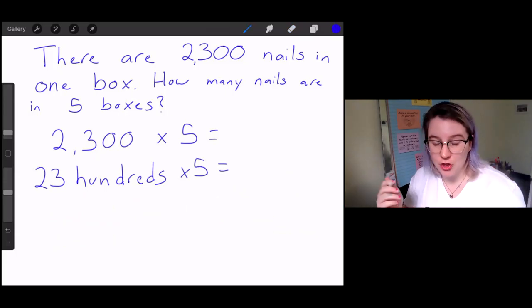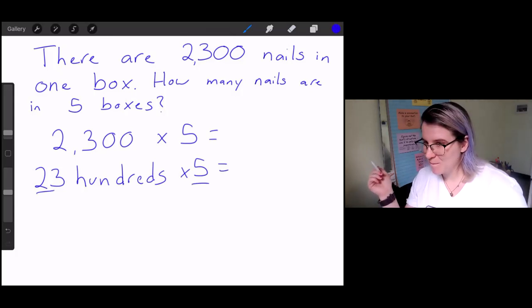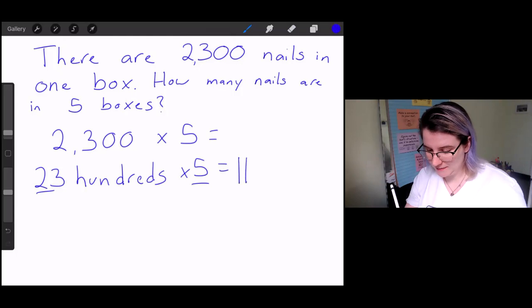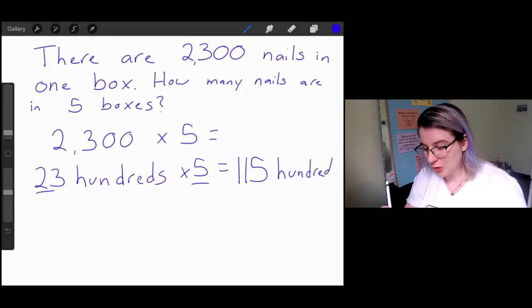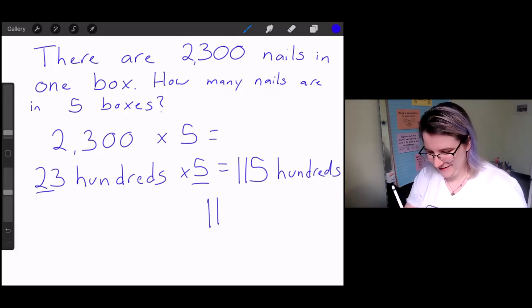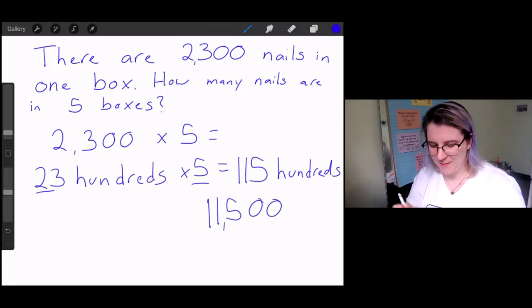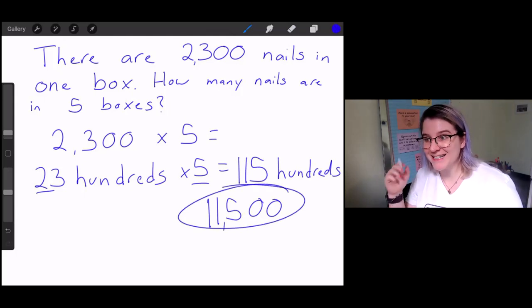Let's just look at the equation 23 times 5, which is 115. But it's not just 115. 23 hundreds times 5 is 115 hundreds. And how do we write that? Hundreds. And we put our comma in there and we get the same exact answer.